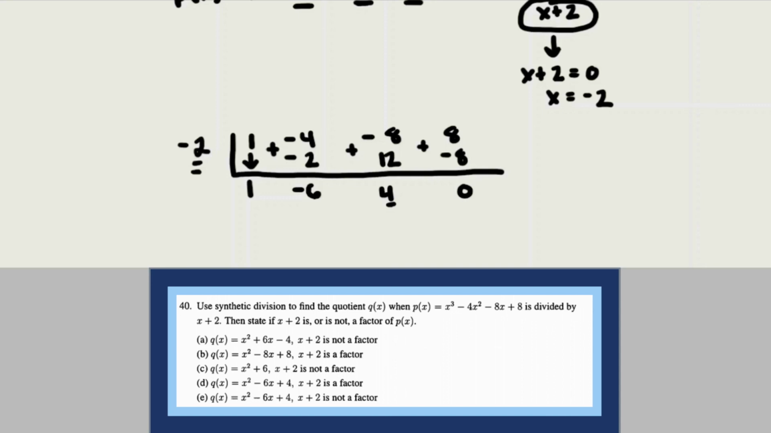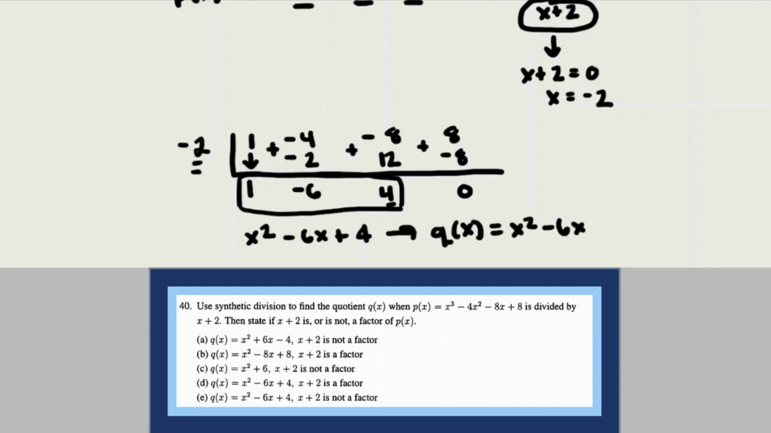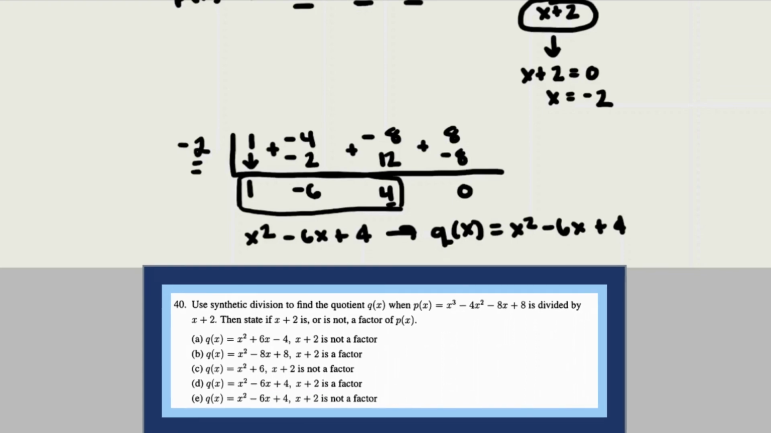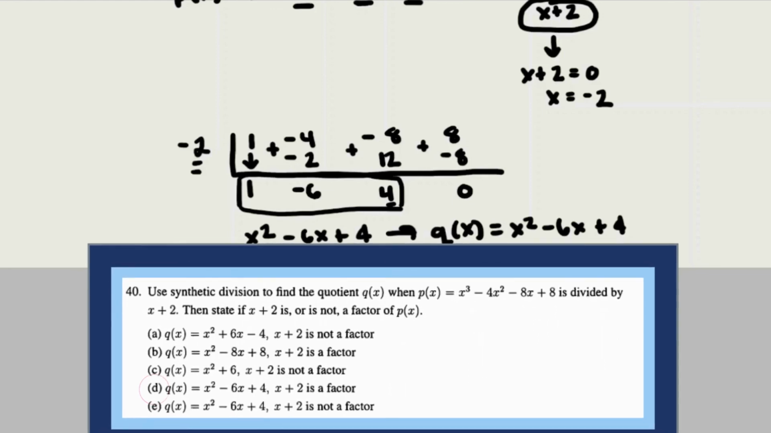So basically, this is going to be our quotient, which translates to, remember it's always going to be a degree less, so it's going to be x squared minus 6x plus 4. So basically our q of x is x squared minus 6x plus 4. And the answer choice that lines up with this is going to be answer choice D, because it says q of x equals x squared minus 6x plus 4, and therefore x plus 2 is a factor. So D is the answer to number 40.